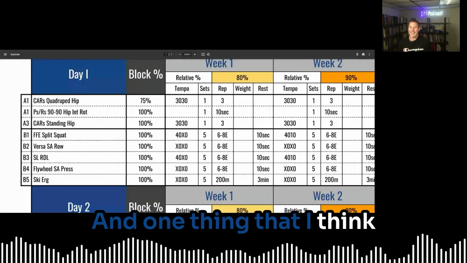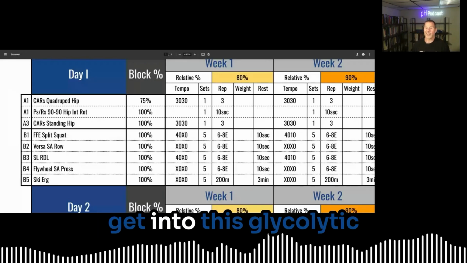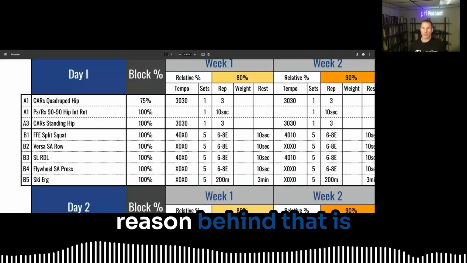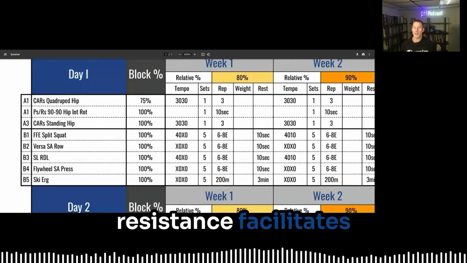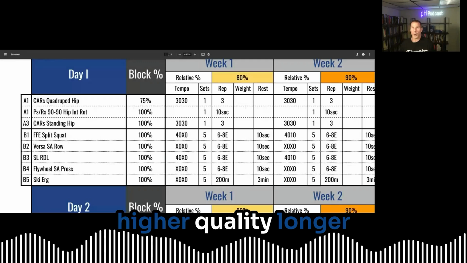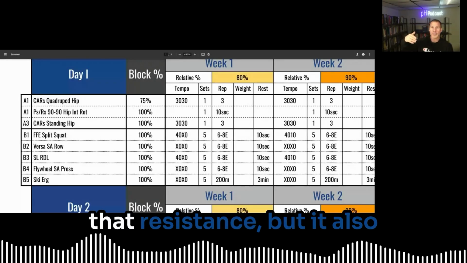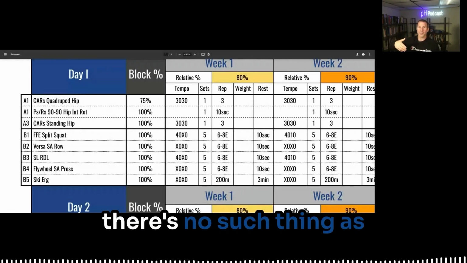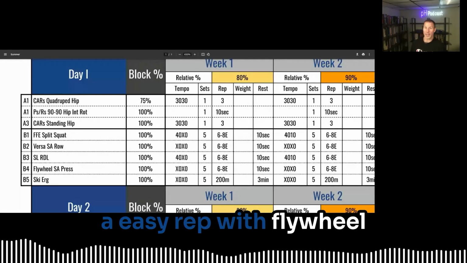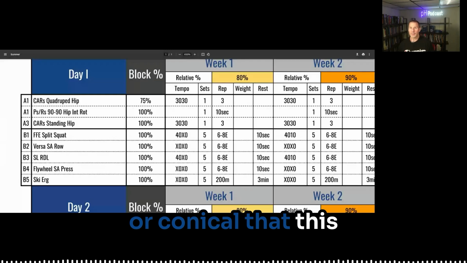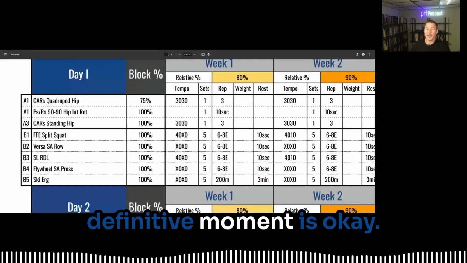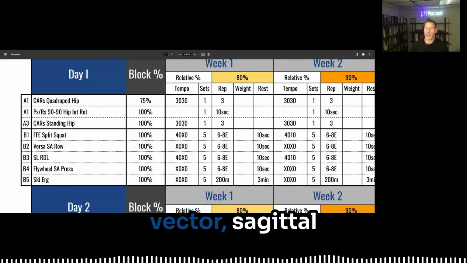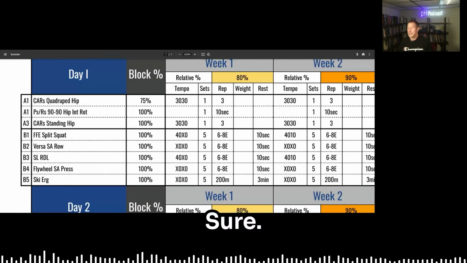And one thing that I think is paramount when you get into this glycolytic energy system is that the constant resistance facilitates higher quality longer because we can modulate that resistance, but it also is going to get to that threshold faster because there's no such thing as an easy rep with flywheel or conical. That definitive moment is, okay, well, we can double down on pushing vertical vector, horizontal vector, sagittal plane oriented stuff. Sure.